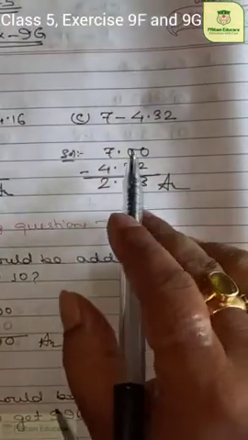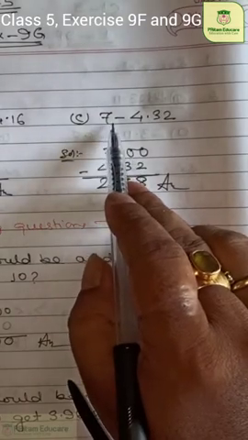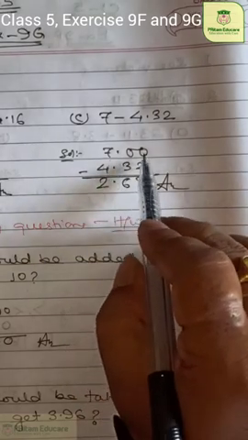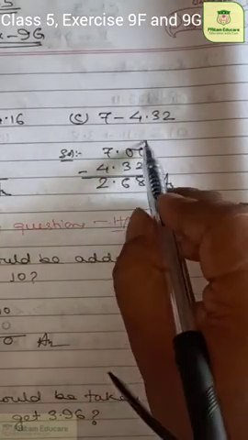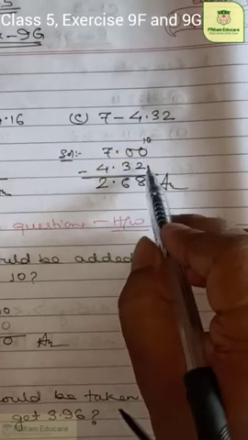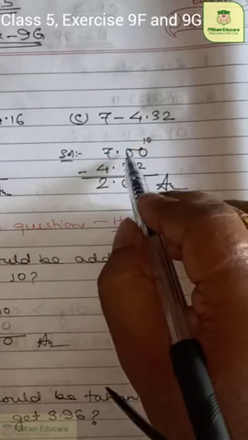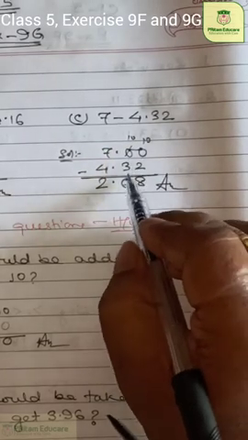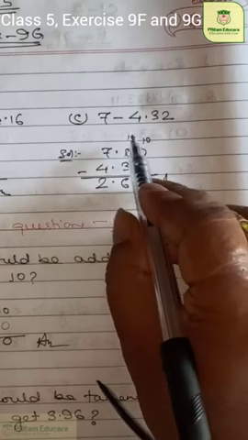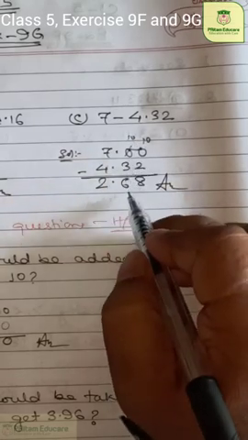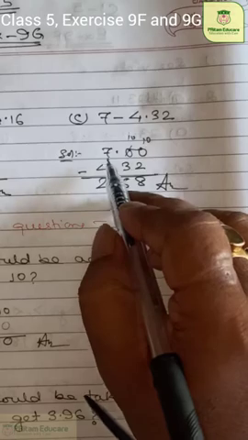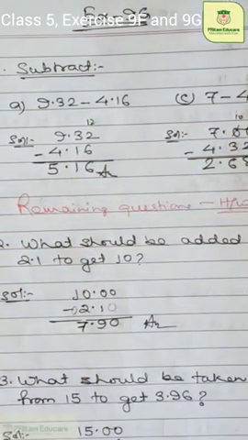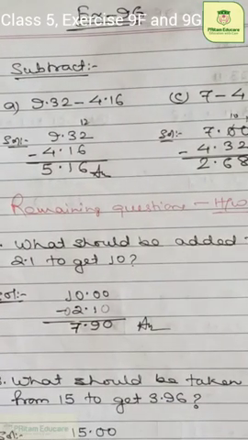Now C number: 7 whole, that means 7.00, minus 4.32. So this 0 can be taken as 10. So 10 minus 2 is 8. 1 carry, again this 0 is taken as 10. So 1 carry means 3 plus 1 is 4, 10 minus 4 is 6, again 1 carry, 4 plus 1 is 5, 7 minus 5 is 2. So the remaining questions will be homework for you.